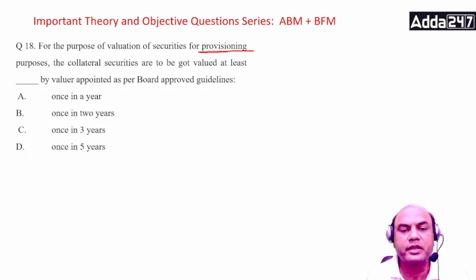So it should be done in, what is the answer? Done at least once in 3 years. It should be done at least once in 3 years for the purpose of valuation of securities, meaning valuation of those securities which I am using for the provisioning, either secured or unsecured. So these securities I must get valued by the valuer appointed by the board at least once in 3 years. Got it, everyone?